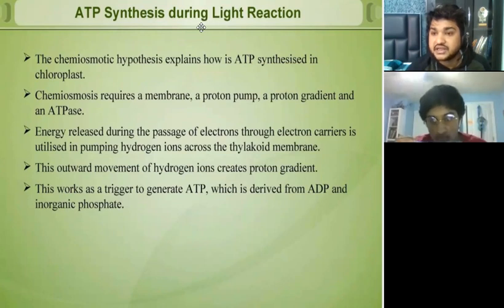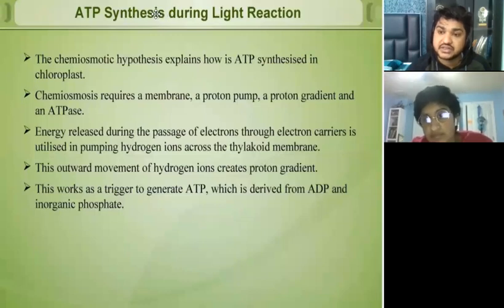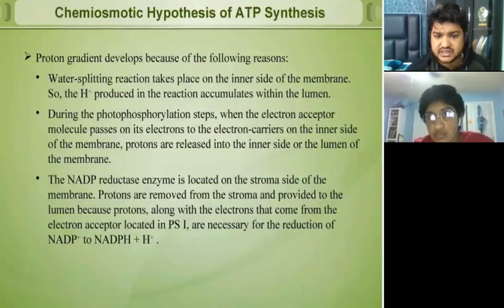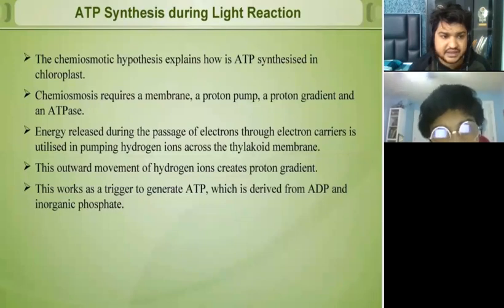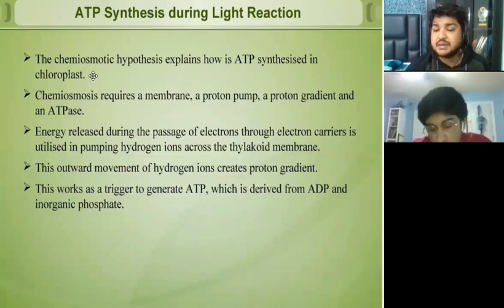In the non-cyclic phosphorylation, ATP and NADPH both are getting produced, and in the cyclic phosphorylation, only ATP is getting produced, right? Actually, I will explain something. This is known as the chemiosmotic hypothesis, which explains how ATP is getting formed.